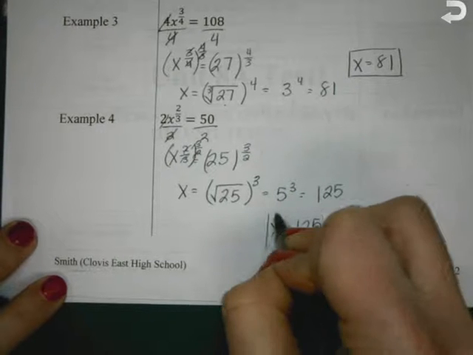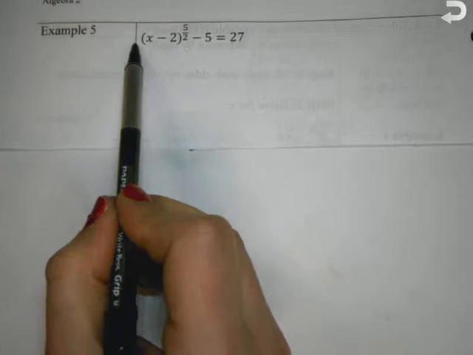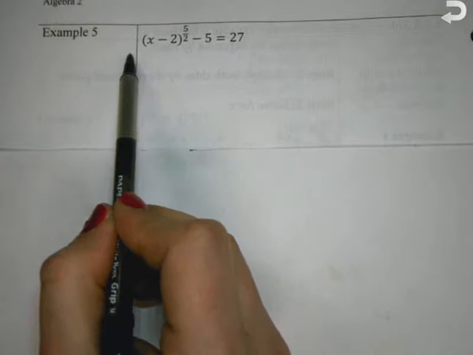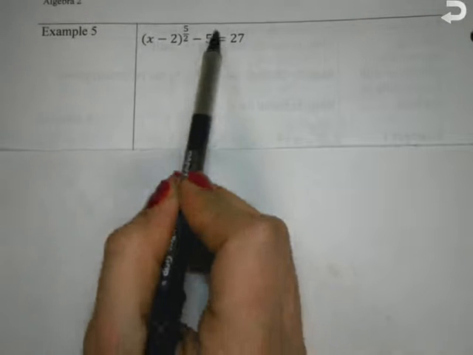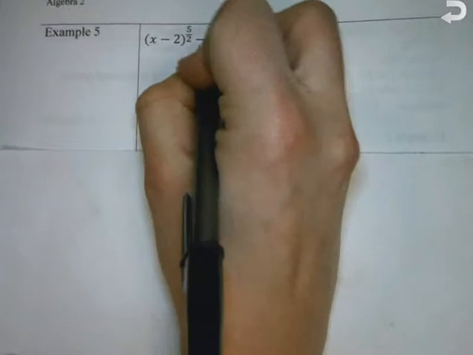Okay, so what we have to do first here is we need to get the exponent by itself. So I need to first get rid of that minus 5 by doing what? Adding 5. So let's add 5. So that's going to give me (x − 2) to the 5/2 equals 27 plus 5, 32.